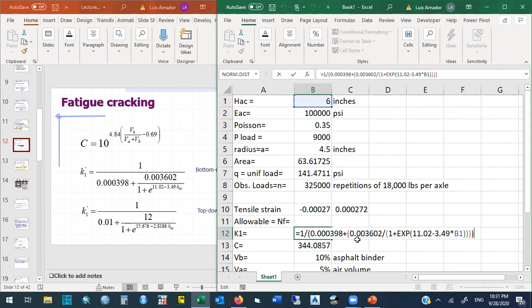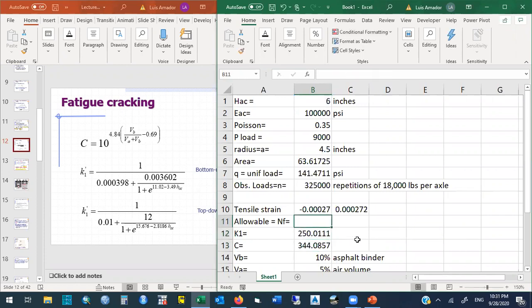So 1 over 0.000398 plus 0.003602, divided all that by 1 plus the exponential of 1102 minus 349 times P1. Okay, it looks to be fine.